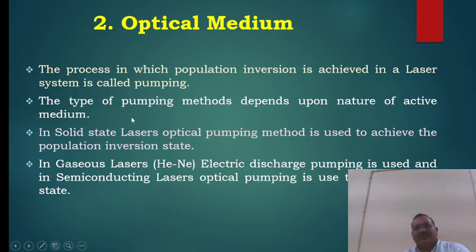Now see, the process in which population inversion is achieved in a laser system is called pumping. What is the population inversion state? As we have made clear, N2, the number of atoms in the ground state, is generally less as compared to the number of atoms at the excited state for an ordinary source of light. But in a laser we reverse this, because we pump the system, we give some external photons, and then the population inversion state is achieved.